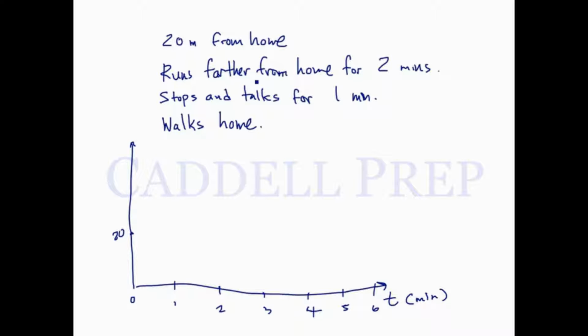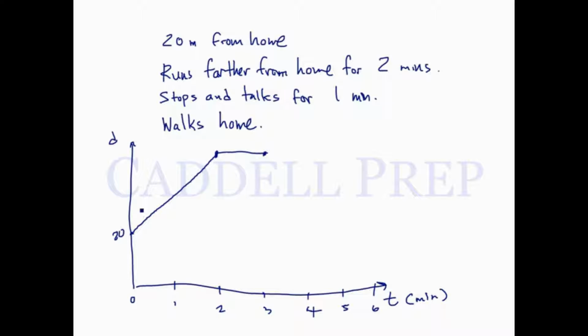Then he runs farther from home for 2 minutes. Spends 2 minutes running farther from home. So his distance from home is going to increase during those 2 minutes. And then he's going to stop and talk for 1 minute. So since this is his distance from home, during that 1 minute, his distance does not change. Whatever it is, it stays the same for that whole minute.